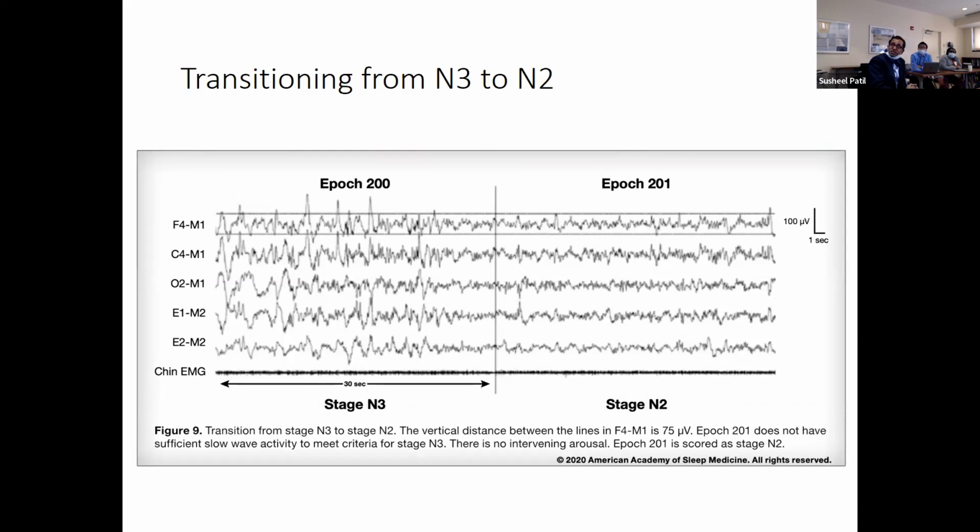This is just a page out of the manual, just to emphasize the point. This is stage N3, and then we see the slow wave activity, and suddenly there's no slow wave activity here. So this would end up being scored as stage N2. There's no arousal, nothing. So that's what we convert to stage N2, as the default.